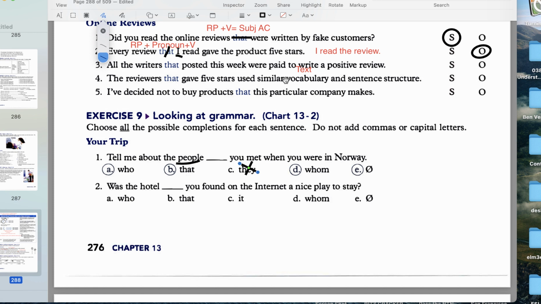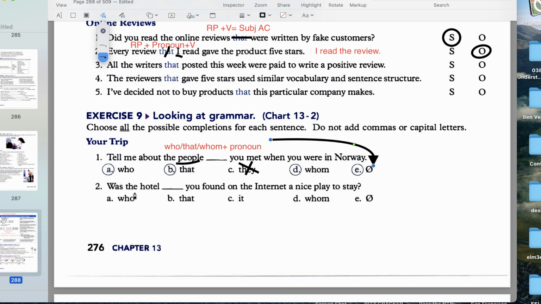So if we put the relative pronoun "who" here, or "that," or "whom," what comes right after that? What comes right after it? Well, it's the pronoun "you." So plus a pronoun. So we know that if you've got a relative pronoun plus pronoun, it's object. So if it's the object, guess what we get to do? We get to delete it. See that?